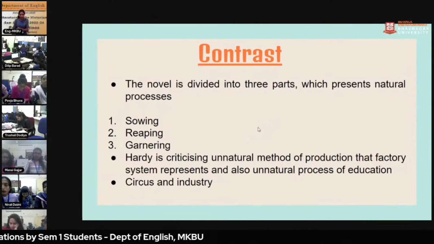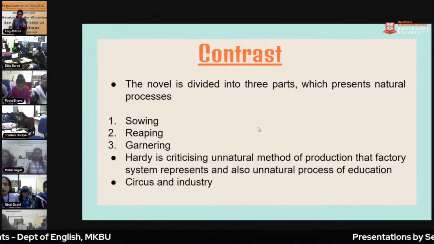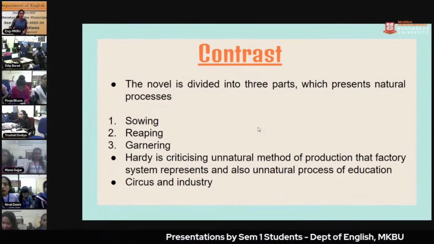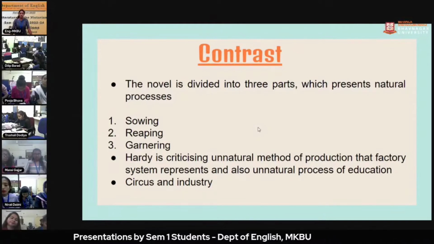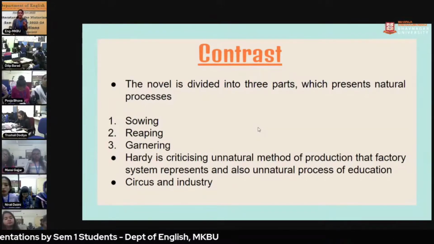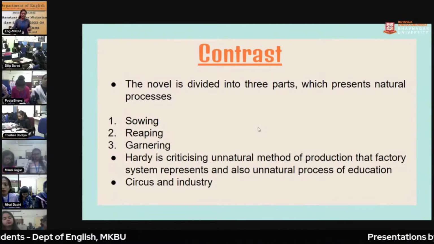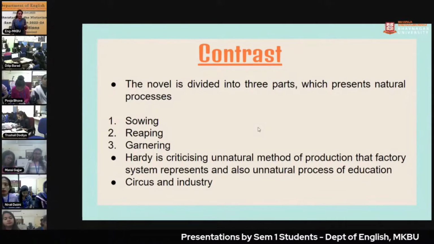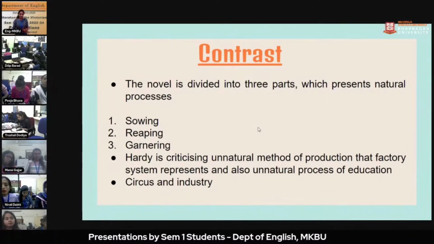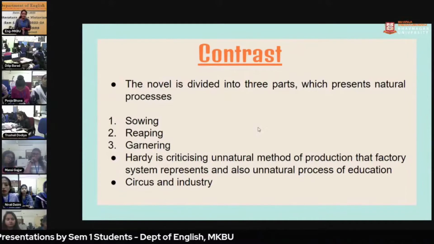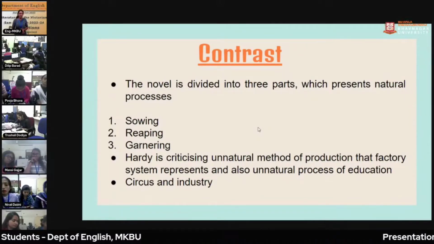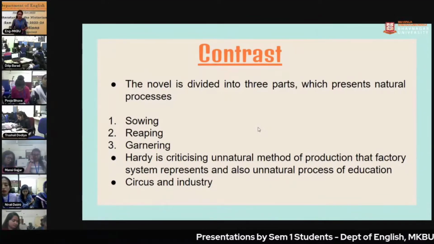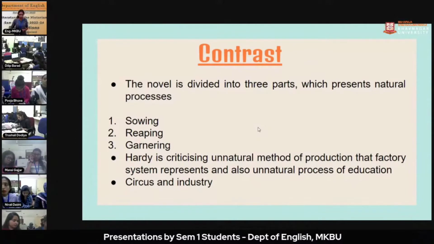So I have divided this presentation into education first, then industrialism, and then I have merged them together. The novel is divided into three parts, which present a natural process: sowing, reaping, and garnering. It is titled by this. Through the titles, Hardy is criticizing the unnatural method of production that the factory system represents, and also the unnatural process of education. Both things go parallel in this novel.